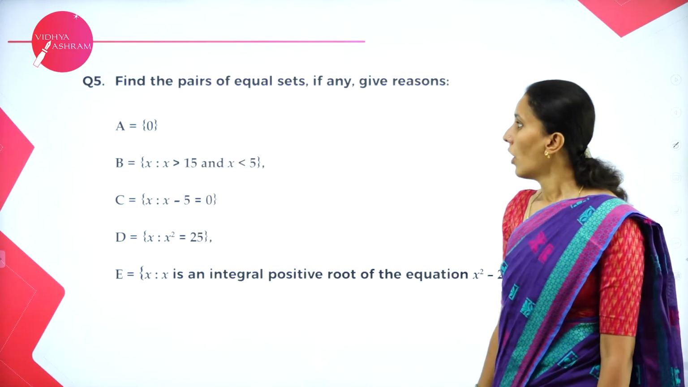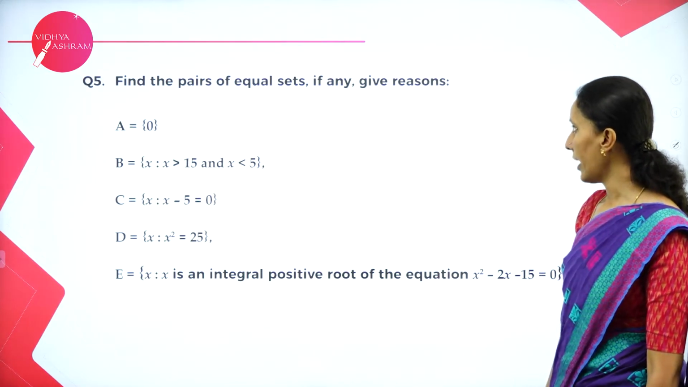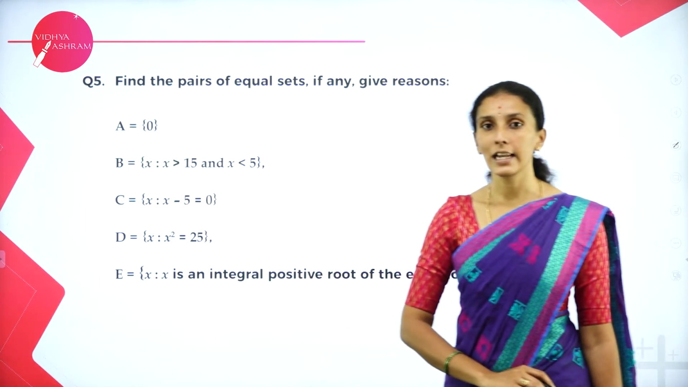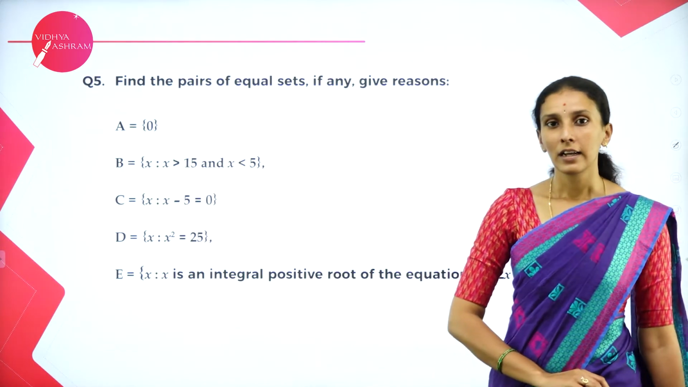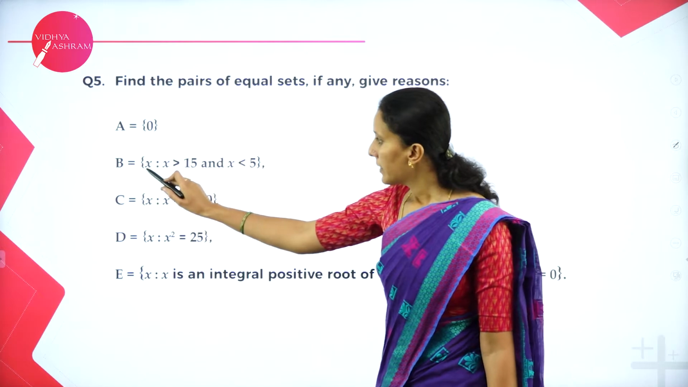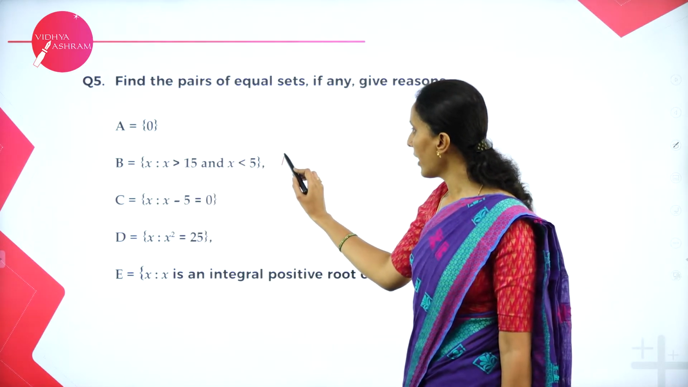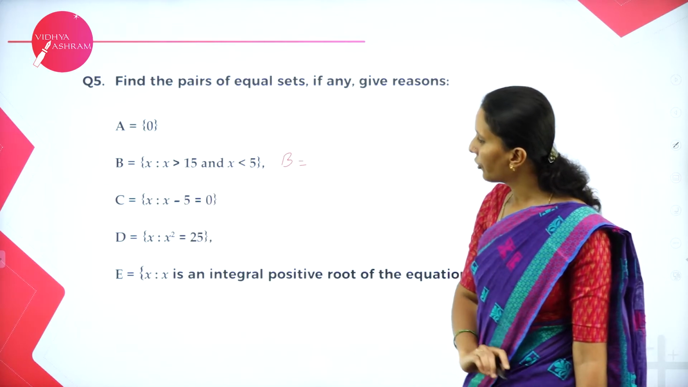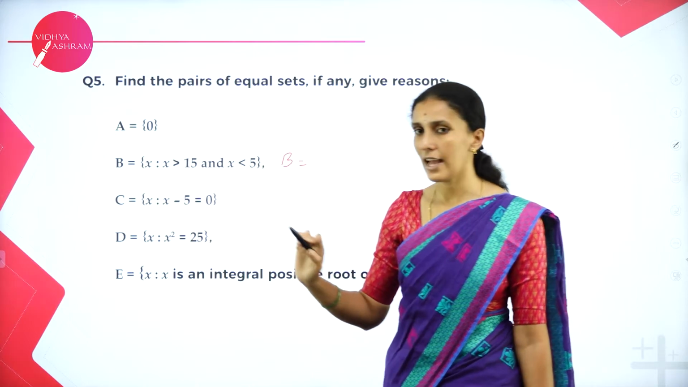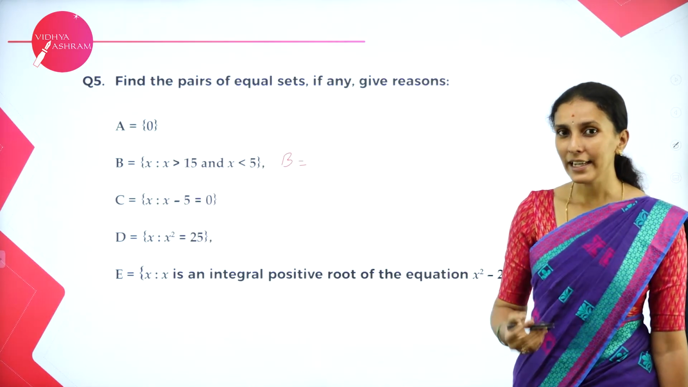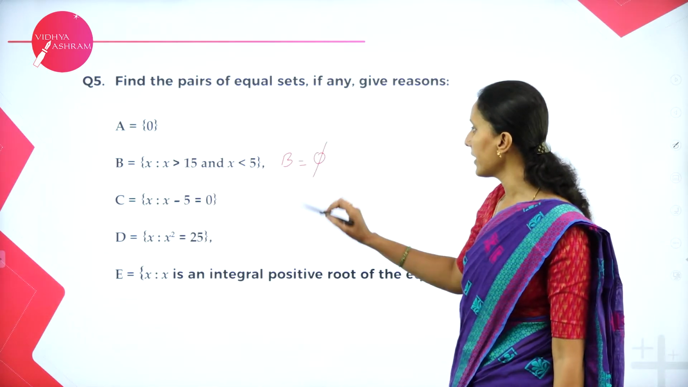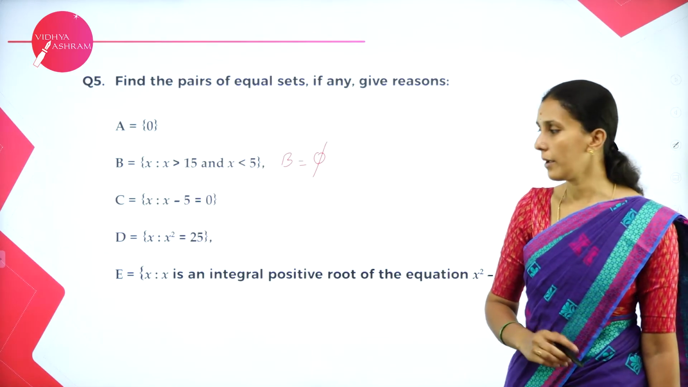Question 5. Find the pairs of equal sets, if any, and give reasons. You can see here, set A contains an element 0. Don't confuse it with an empty set. It has an element 0. Next, set B. What is the condition of set B? The element x should be greater than 15 and less than 5. You cannot write any number which is greater than 15 and less than 5. Therefore, this is an empty set. That means it does not contain any element.